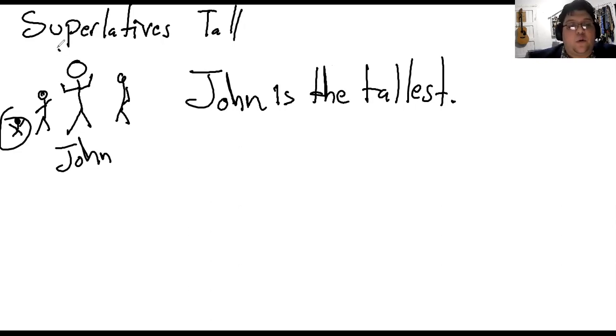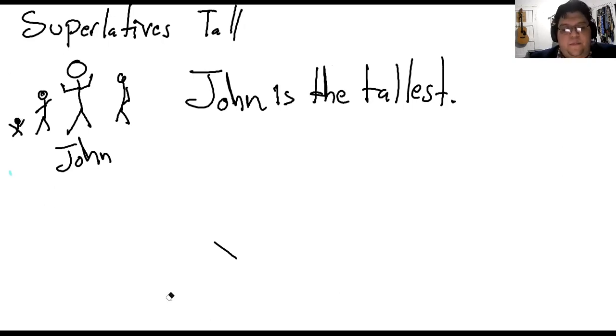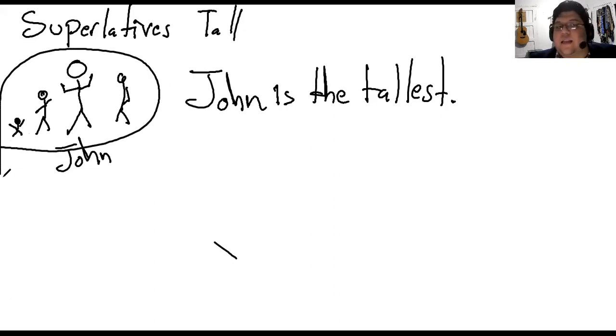Here, we're comparing John to the rest of his friends. That's weird. I don't know what just happened. But we're comparing John to all of his friends. That's all we're doing. Okay? So in other words, what we're really saying is this: John is the tallest of his friends.